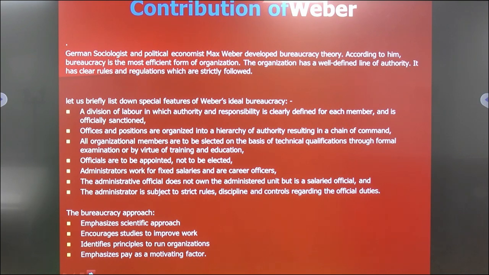He also defined a few approaches towards the bureaucracy, ideally 4, which I have once again listed for you on the screen. It is also there in your SLM. So number 1 is emphasizes scientific approach. Number 2, encourages studies to improve work. Number 3, identifies principles to run organizations. Number 4, emphasizes pay as a motivating factor. Once again, be careful about the 4th approach, that is, emphasizes pay as a motivating factor.